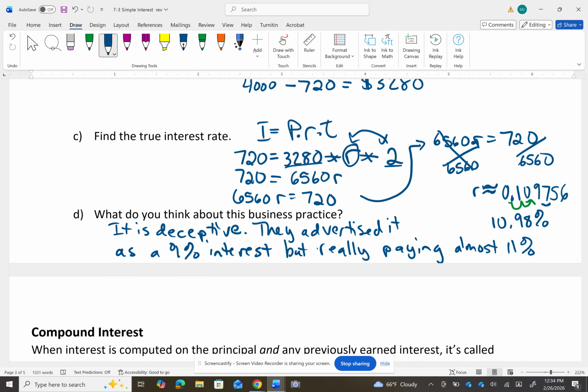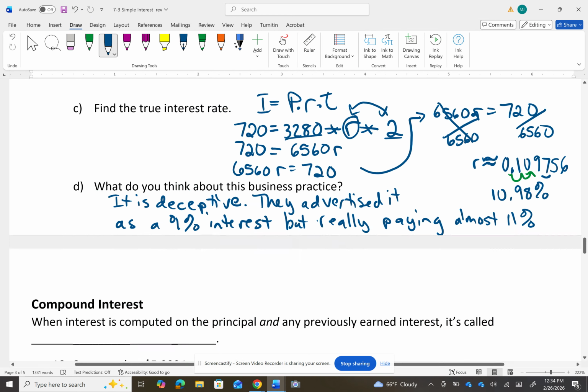All right, now there's more to interest. There's the idea of compound interest, but I'm going to stop here. That's not going to be included on your test.